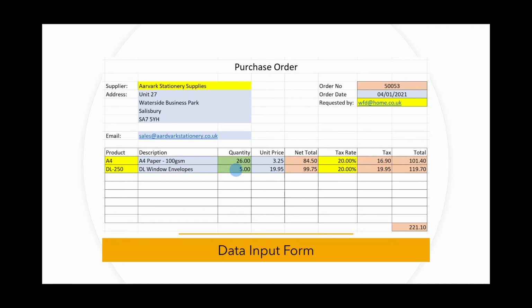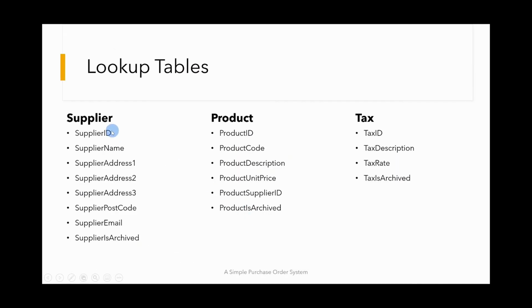If we start to think about that and look at the data, we'll see that we'll need to have the 3 lookup tables for supplier, product, and tax. The supplier will have an ID. This will be automatically generated by the system, a name, address, postcode, email. And for each record, I'm going to have a bit field, a yes or no, true or false, that says the supplier is archived. This way, we won't actually delete a supplier, but we'll mark it as having been deleted effectively.